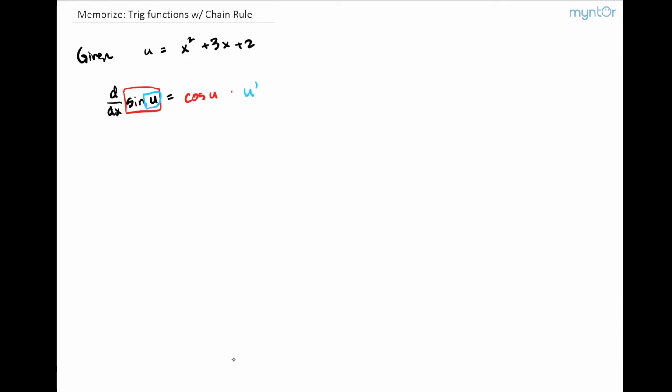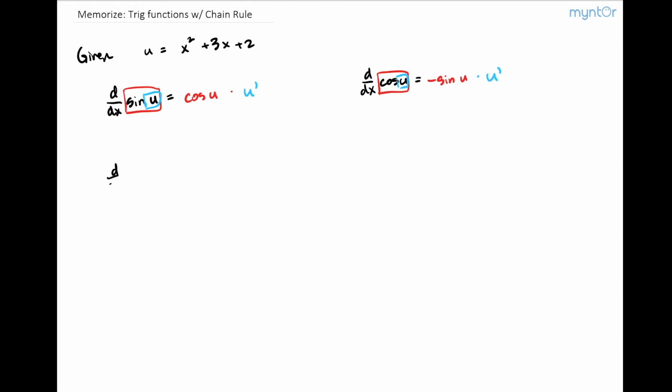How about taking the derivative of cosine of u? What is this equal to? Well, using the chain rule, we take the derivative of the outermost function, which would be equal to negative sine u, and we multiply that by our inner function u, so times u prime.